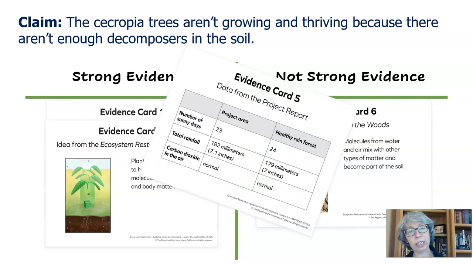So let's take a look at this data for these 3 different data sets. So we have sunny days, total rainfall, and carbon dioxide in the air. So we're seeing that in the project area, we have one less sunny day, we have more rain, and the carbon dioxide in the project area and the healthy rainforest are the same. One more day of sunniness here, and a little bit not as much rain.